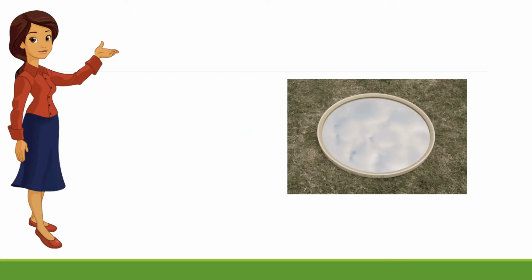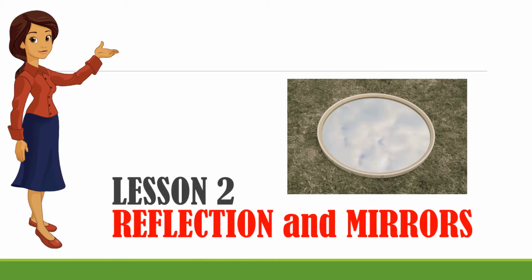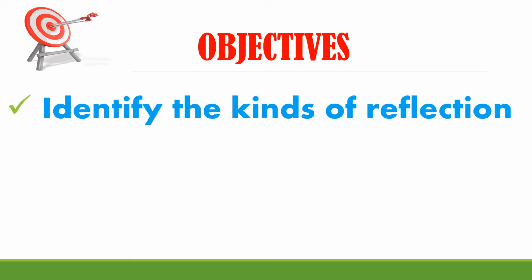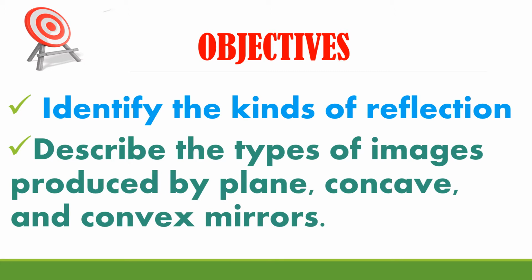So now we will proceed with the last lesson for this school year. Lesson 2 of Chapter 10, Reflection and Mirrors. At the end of the lesson, you are expected to learn the following objectives. First, identify the kinds of reflection. And lastly, describe the types of images produced by plane, concave, and convex mirrors.